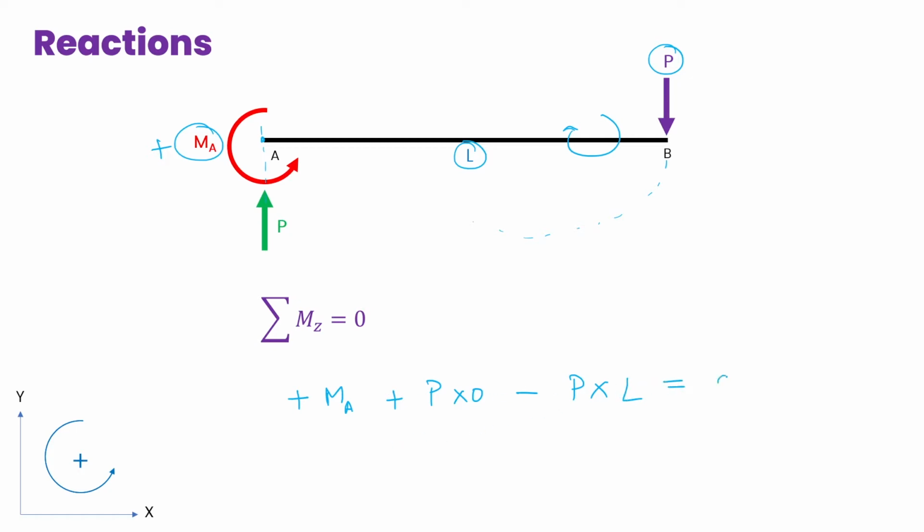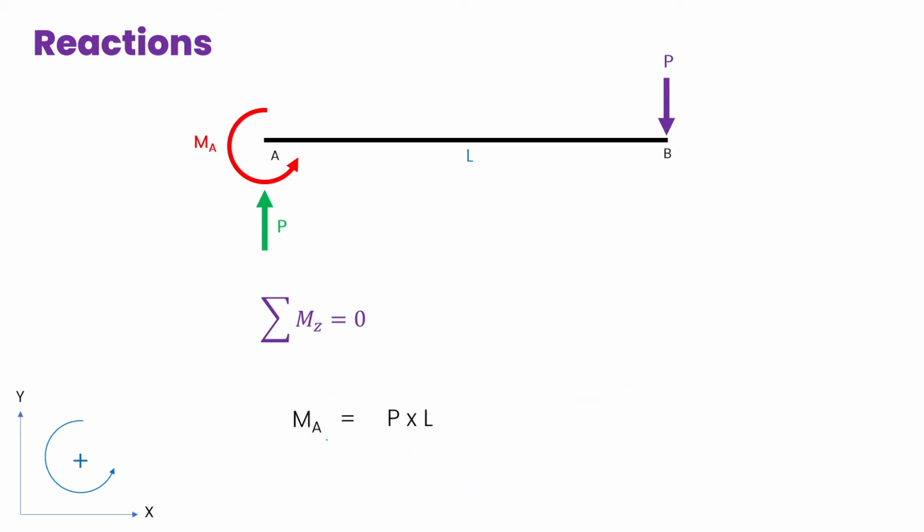If I try to solve it, this should equate to 0. So let's solve it now. So Ma, this becomes 0, this becomes minus PL equals 0, Ma becomes PL. So this is what we get. Ultimately, Ma becomes PL. So let's replace this Ma now.